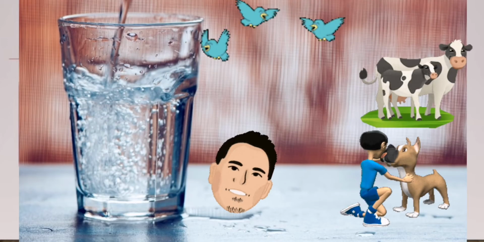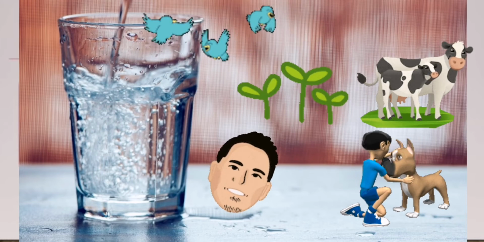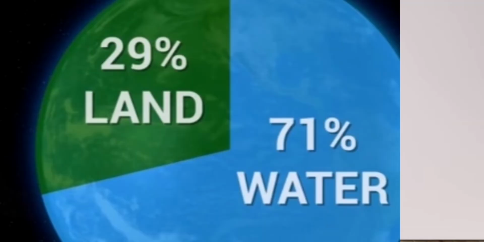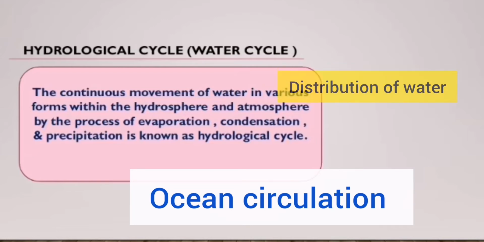Water is a very useful resource for the survival and growth of plants, animals and human beings. Water covers 71% of earth's surface. In this chapter we will study the hydrological cycle, the distribution of water and the ocean circulation.